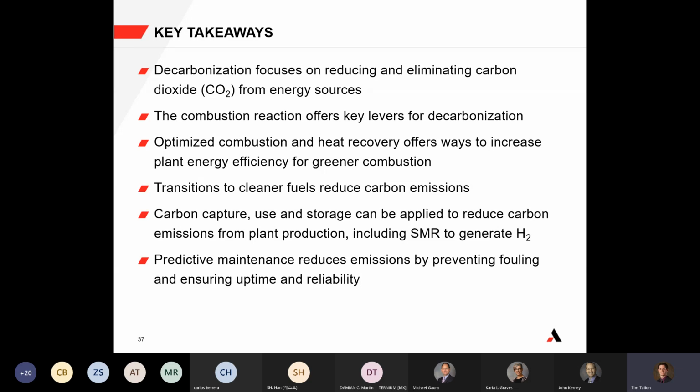And finally, as I mentioned before, predictive maintenance reduces emissions by preventing fouling and ensuring uptime and reliability. So I'm hoping that with this list of takeaways that you have at least some ideas for how you could, even today, reduce your carbon emissions and support the decarbonization across industry.